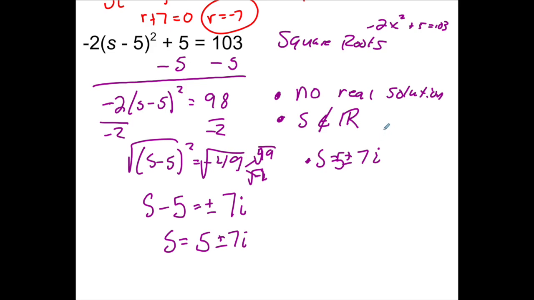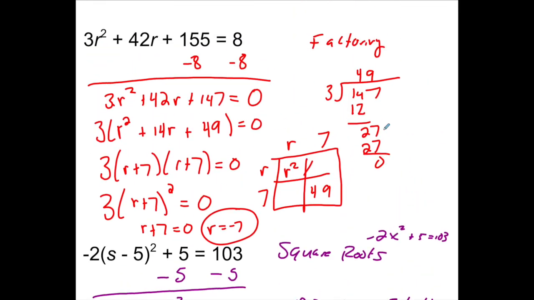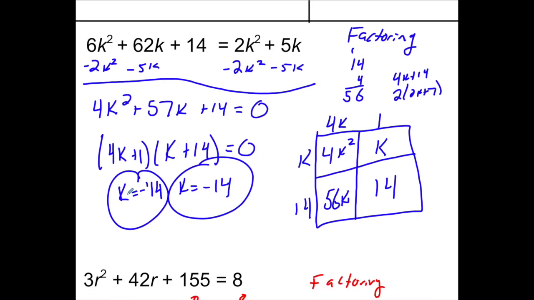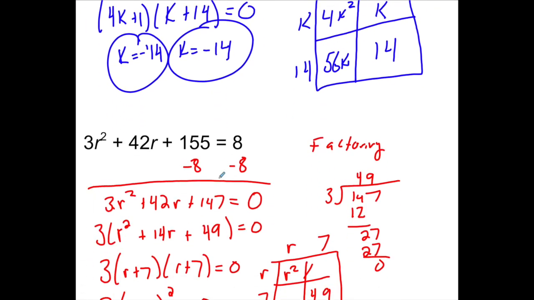So folks, hopefully you found this video to be helpful. Hopefully you were able to get all 3 correctly. Again, we'll recap. First one, factoring is the only way to do it. Get the right hand side equal to 0 and factor to get negative 1/4 and negative 14.